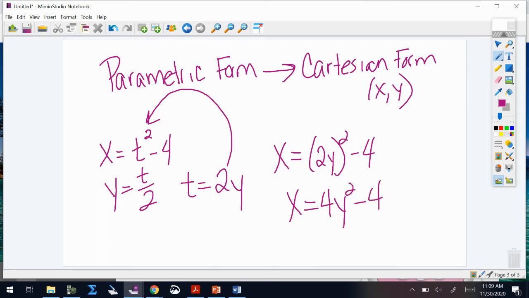Now, the difference with Cartesian form is you lose that direction. You don't have that orientation, but you can find something that will give you the same shape graph. So if you have x's in terms of t's and y's in terms of t's, pick the one that is simpler, solve for t, and then do a substitution into the other one, and you can get it from parametric form to Cartesian form.